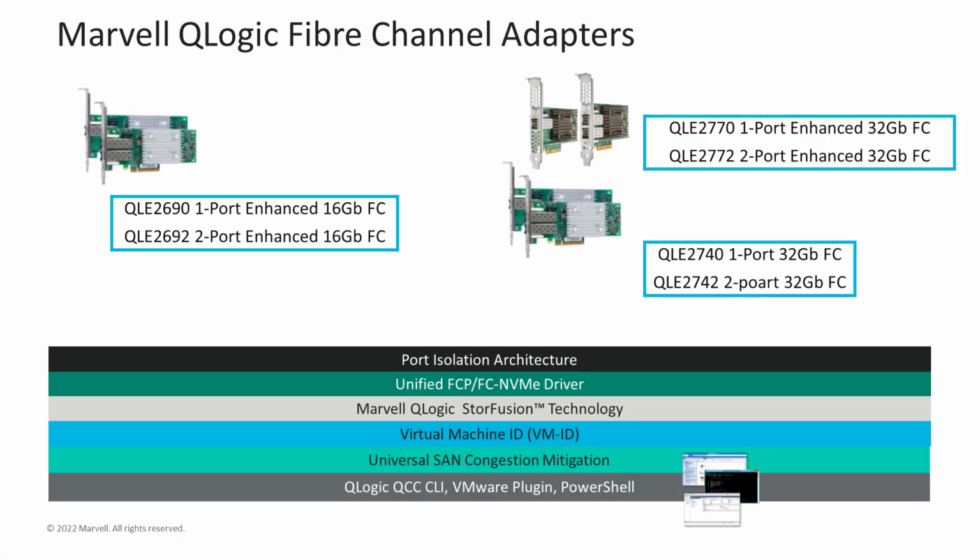Here's the portfolio of QLogic Fibre Channel adapters from Marvell. QLE 2690 series are our enhanced 16 gig Fibre Channel offerings. The QLE 2740 series are our standard 32 gig Fibre Channel offerings, and the QLE 277 series are the enhanced 32 gig Fibre Channel offerings with additional features like hardware root of trust and support for PCIe Gen 4. All QLogic adapters shown here support FC-NVMe and are fully integrated with both Brocade and Cisco Fibre Channel SAN switches and directors.